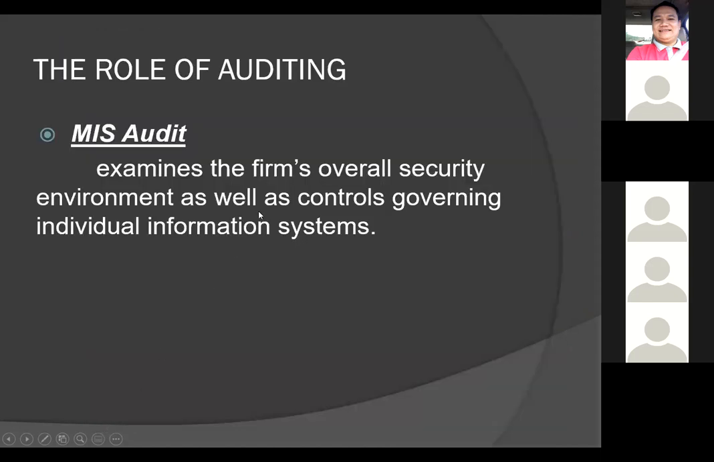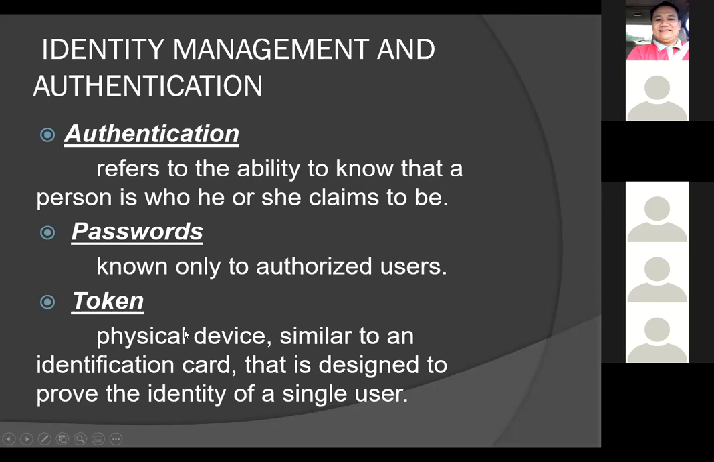So the role of MIS auditing or of auditing. MIS audit looks at the association's general security climate to control, administer or administering data framework. Identity management and authentication. Authentication is the capacity to realize that an individual is who the person professes to be.